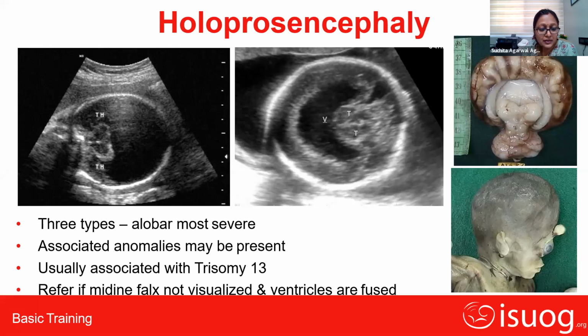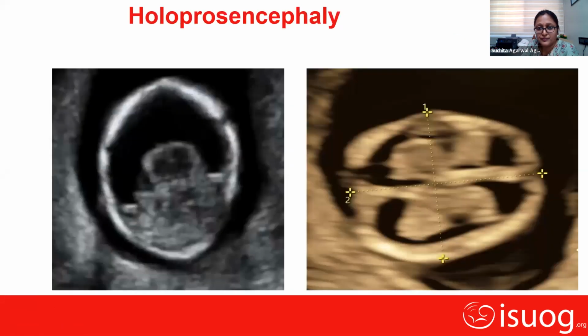So this is the lobar holoprosencephaly. Usually holoprosencephaly comes with many associated anomalies. Isolated holoprosencephaly is rare, and this is associated with trisomy 21. If the baby has a holoprosencephaly, we can have a strong suspicion of trisomy 13. So refer if the midline falx is not visualized and the ventricles are fused.